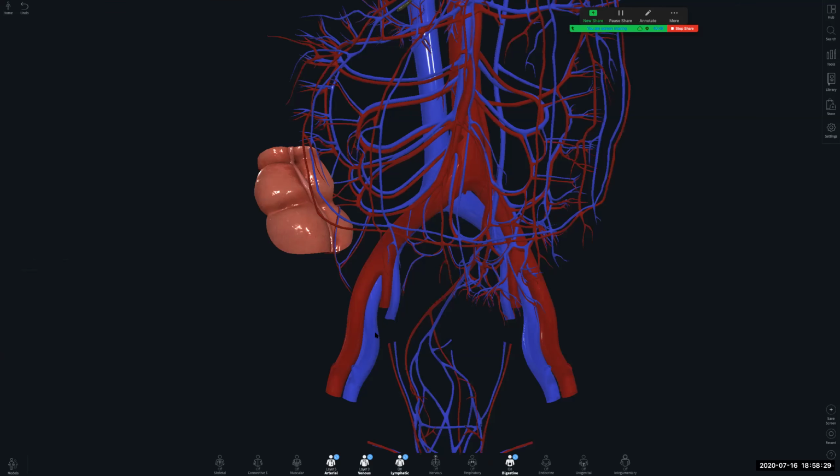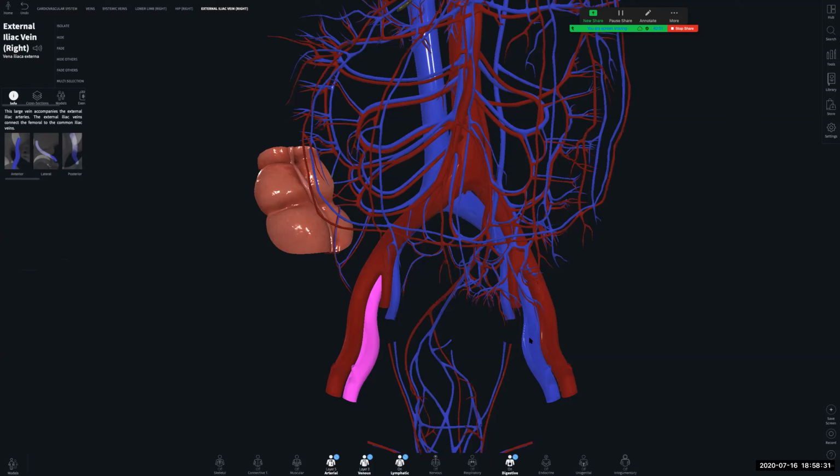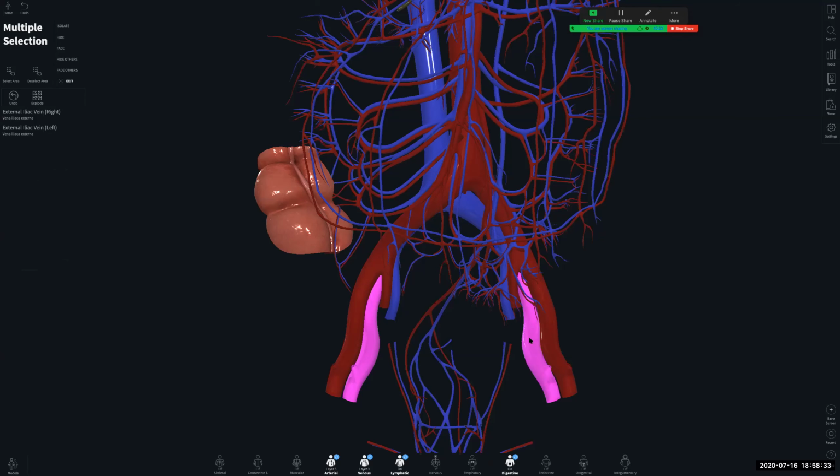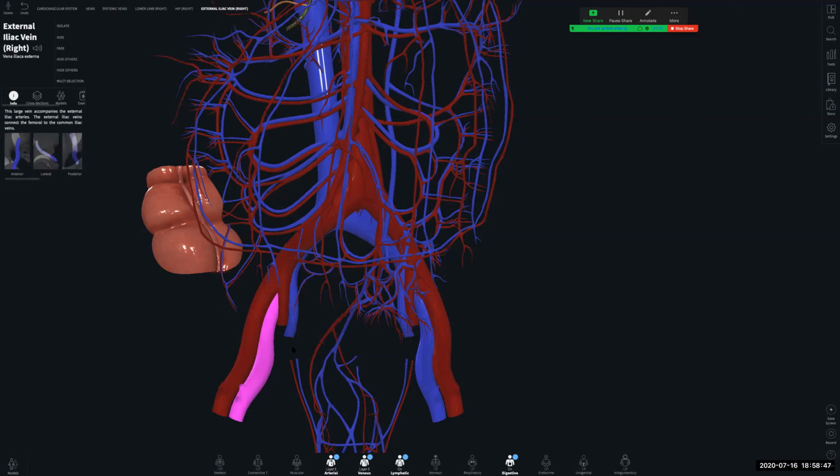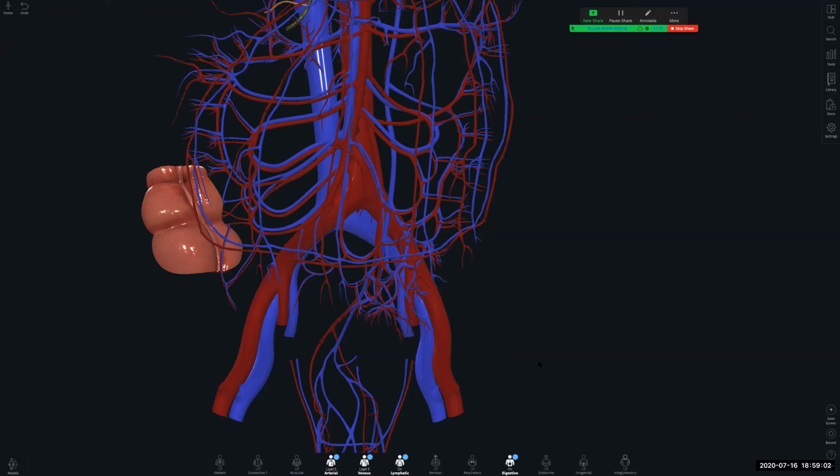Similarly for the veins here, these two are the external iliac veins. So this one on the right is the right external iliac vein. And then this one is the left external iliac vein. This one is the right internal iliac vein. This one is the left internal iliac vein. Okay, I think that's it.